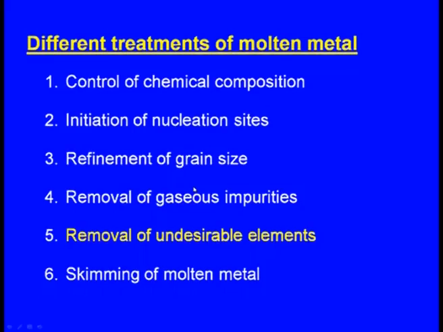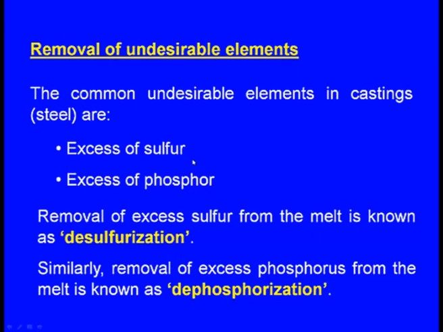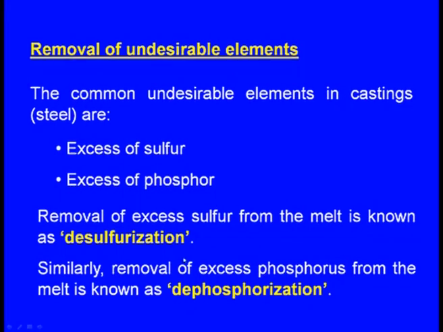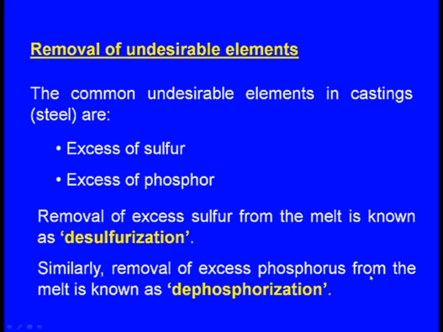Next one, removal of undesirable elements. So, this is the fifth treatment of the molten metal. First of all, what are the undesirable elements in the molten metal? The common undesirable elements in castings, especially in steel castings, are excess of sulfur and excess of phosphorus. These must be removed. Removal of excess sulfur from the melt is known as desulfurization, means sulfur content is reduced. Similarly, removal of excess phosphorus from the melt is known as dephosphorization. So, this excess sulfur and excess phosphorus must be removed.